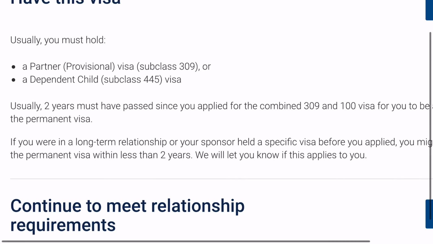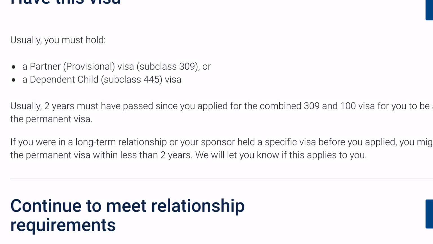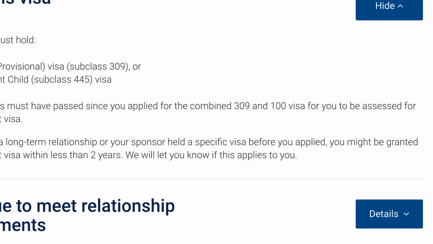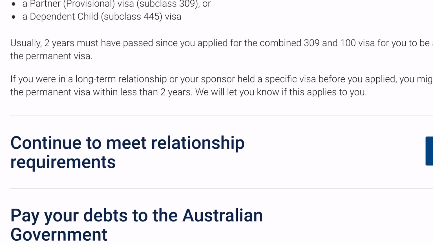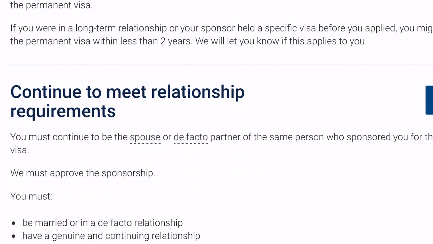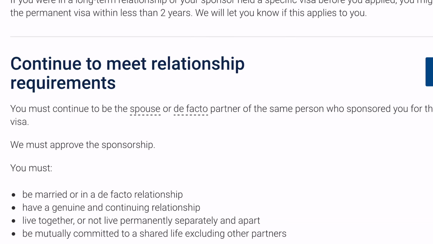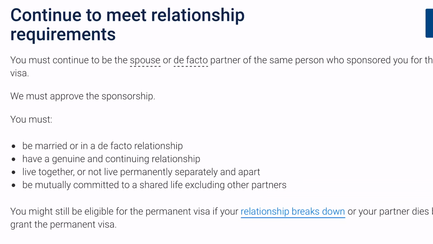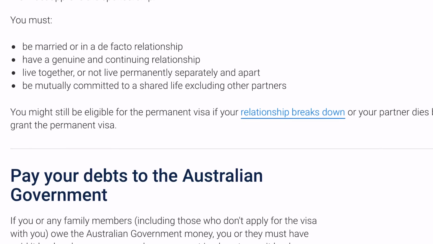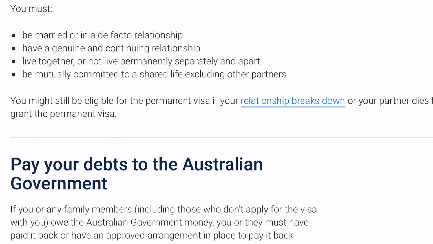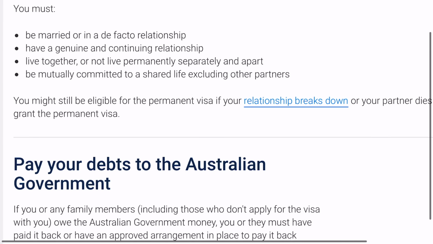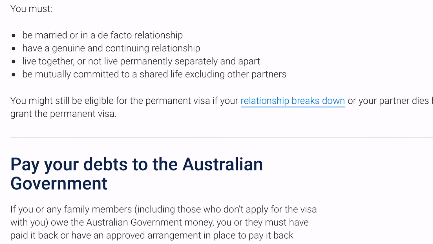If you were in a long-term relationship or your sponsor held a specific visa before you applied, you might be granted the permanent visa within less than 2 years. Continue to meet the relationship requirement: you have to be the spouse or de facto partner of the same person who sponsored you, and they must have approved the sponsorship. You might still be eligible for the permanent visa if your relationship breaks down or your partner dies before we grant the permanent visa, but those are not common cases, so I'll not go into that.